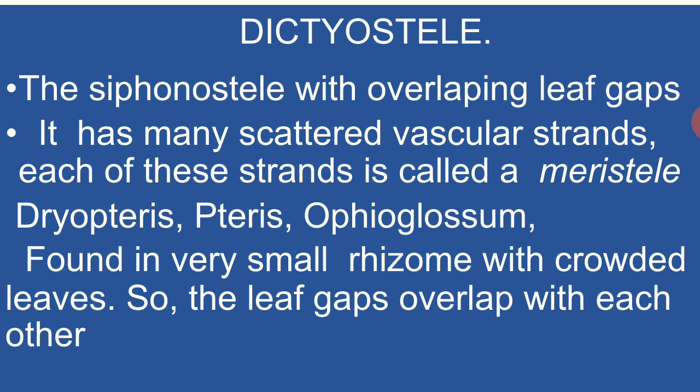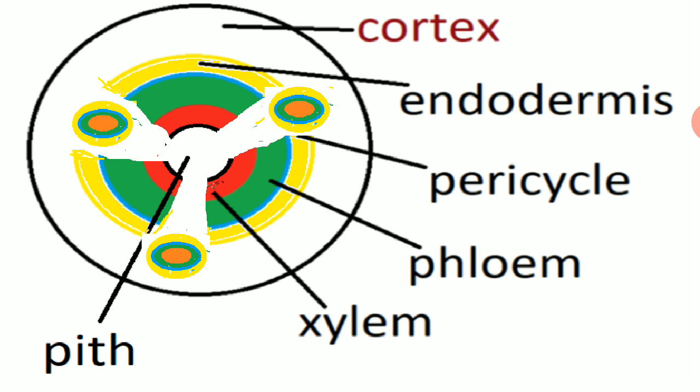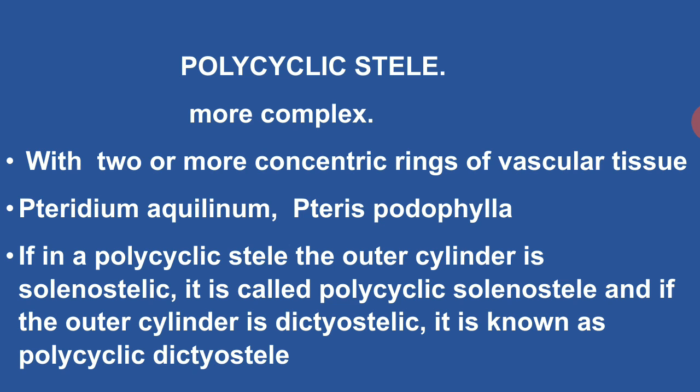So crowding of leaves results in overlapping leaf gaps and leaf traces. So the leaf gaps overlap with each other. This is an example of dictyostele. Now polycyclic stele, it is a more complex type with two or more concentric rings of vascular tissue. Examples: Pteridium and Pteris. If in a polycyclic stele the outer cylinder is solenostele, it is called polycyclic solenostele, and if the outer cylinder is dictyostelic, it is known as polycyclic dictyostele. In this diagram there are two rings: the outer ring of meristeles, then some separation by sclerenchyma, and then the inner ring of meristeles.